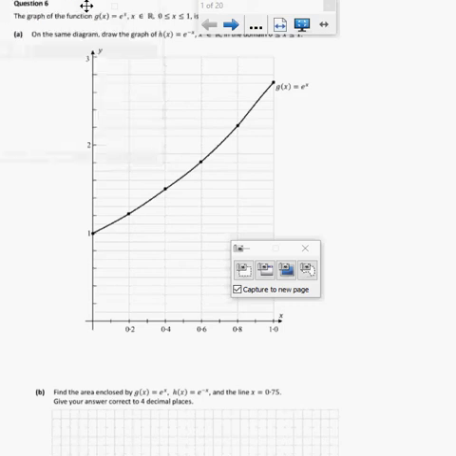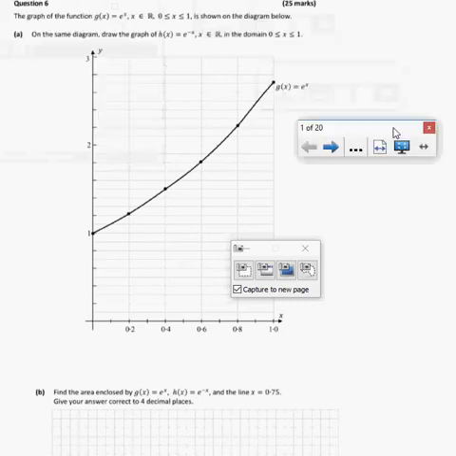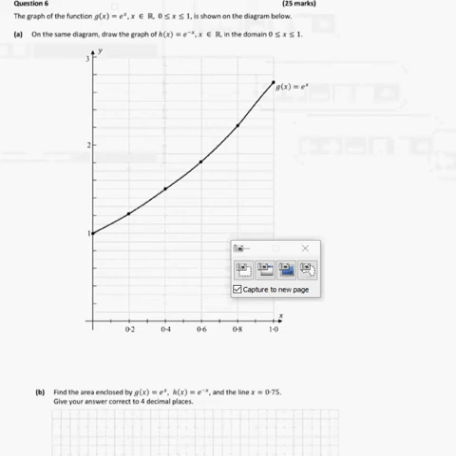So this is the first question on this. On the graph of the function g of x equals e to the x for x from 0 to 1, I'm saying plot this graph here, right? It's as simple as using your table function, okay?